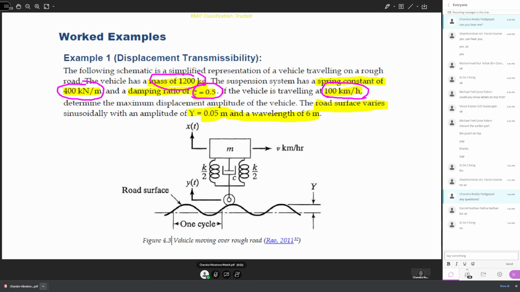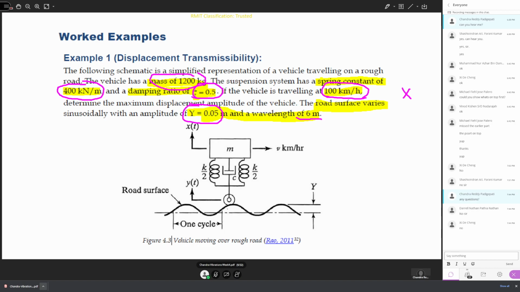The vehicle is moving with a speed of 100 kilometers per hour, with a mass of 1200 kilograms, a stiffness constant of 400 kilonewtons per meter, and a damping ratio of 0.5. We need to find the maximum amplitude, or the maximum displacement x. The road surface varies sinusoidally with an amplitude of 0.05 meters and a wavelength of 6 meters.